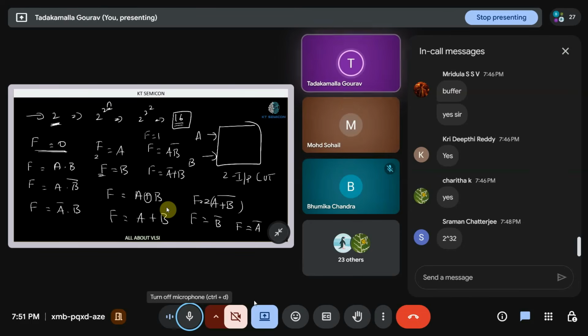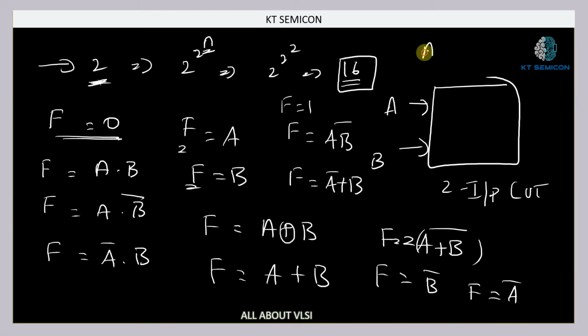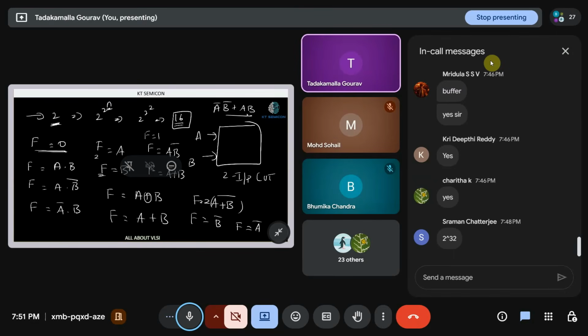I think I have missed that particular thing. Yeah. Thank you for adding that. Let me write it down over here: A bar B bar plus AB. Anything I have missed here? Does anyone want to add any other combination which we have missed here? Any other expression which we can form?